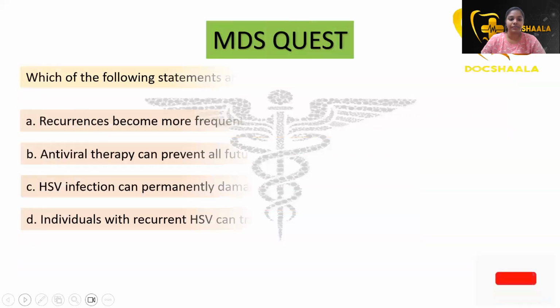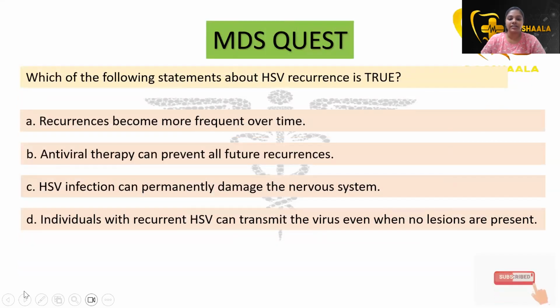Then coming to the other question, which of the following statements about HSV recurrence is true? Recurrences become more frequent over time. Is it? No. It doesn't become more frequent. It might recur once in the adult life or twice, but it's not a more recurrent type of infection. Antiviral therapy can prevent all future recurrences. Again, it cannot prevent all future recurrences. Okay, it will just subside the viral replication.